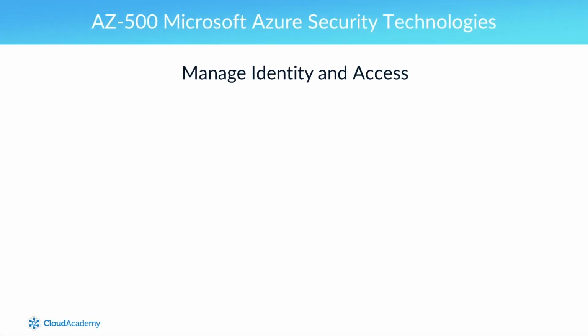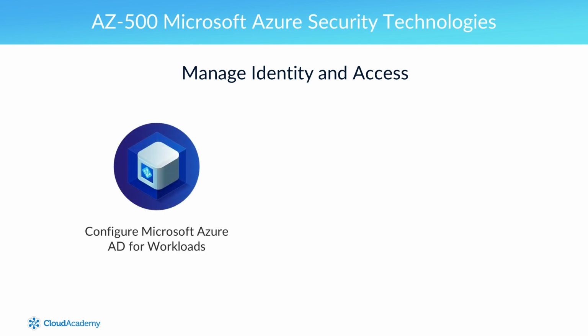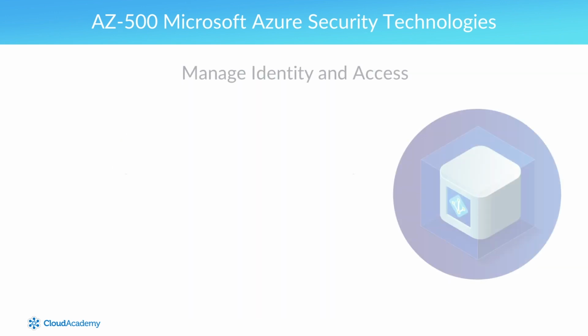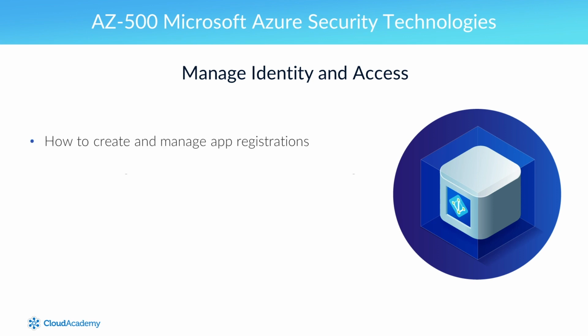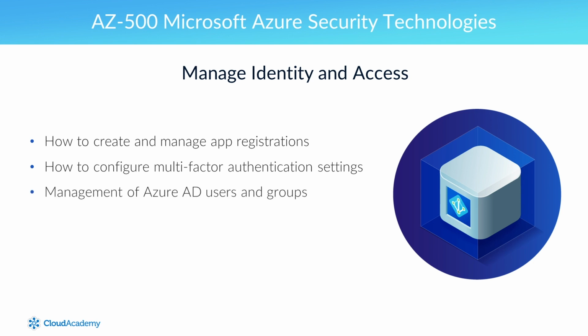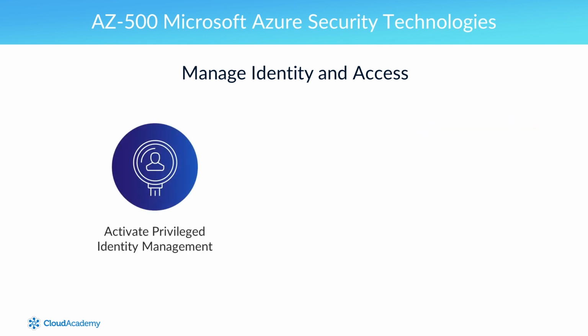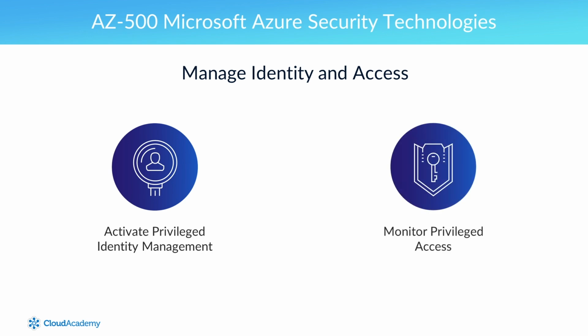Therefore, we'll begin by teaching you how to manage identity and access by explaining how to configure Microsoft Azure Active Directory for workloads and how to configure Microsoft Azure AD Privileged Identity Management. You'll learn about topics such as how to create app registrations and how to configure multi-factor authentication settings. Other skills you'll learn include management of Azure AD users and groups, configuration of authentication methods, and how to configure Microsoft Azure Identity Protection. You'll also learn how to activate Privileged Identity Management and how to monitor privileged access.